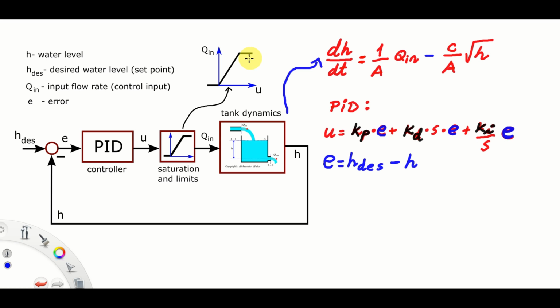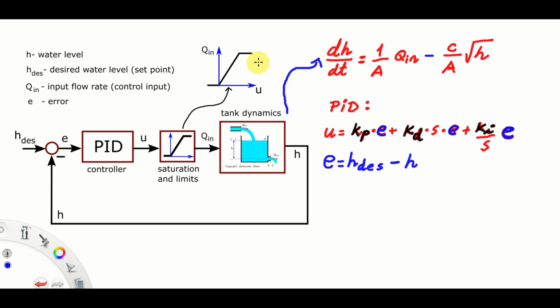For example, you can only produce the flow up to 5 cubic meters per second. Then, another limitation is that we cannot produce negative flows. That is, the pump can usually only spin in one direction and it cannot actually spin in the other direction. That is, the pump can only pump water to the tank and cannot pump the water out of the tank.